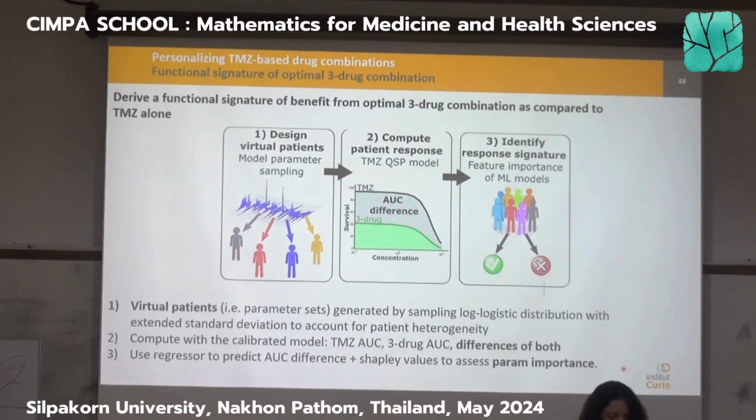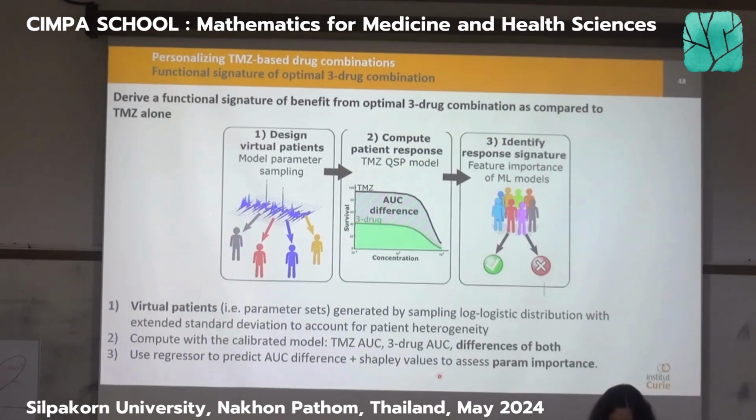And now, just like we did for the parameter importance, we are going to use gradient boosting. So we use a machine learning regressor to predict the AUC differences. The prediction is the AUC differences, and the features from which you predict are the parameters. And again, we use Shapley values to assess the importance of those parameters. Those parameters which are important are going to be our signature.